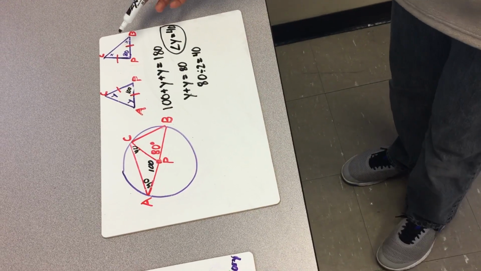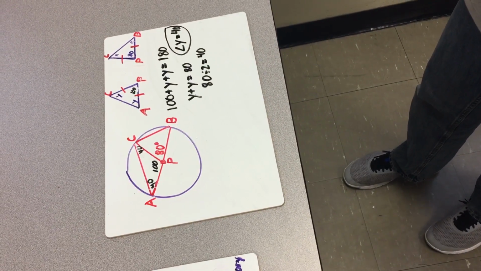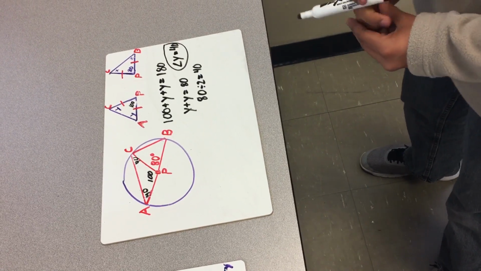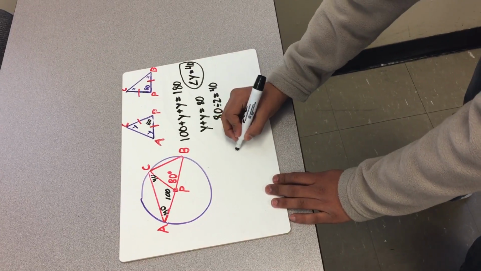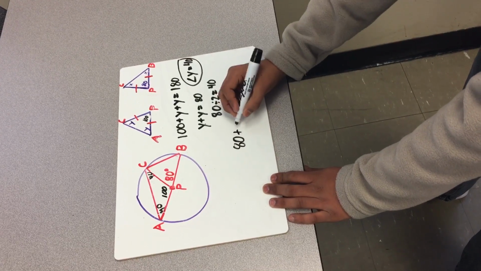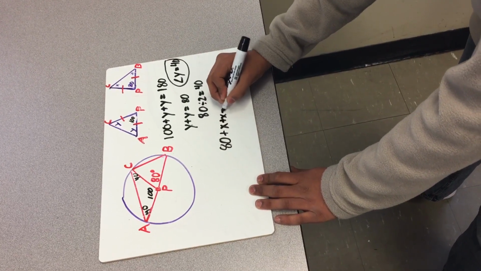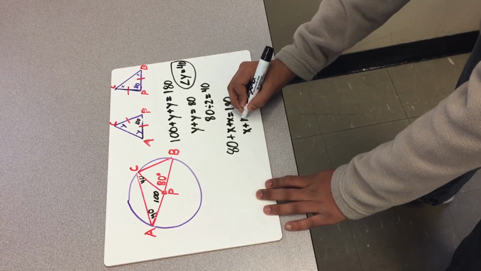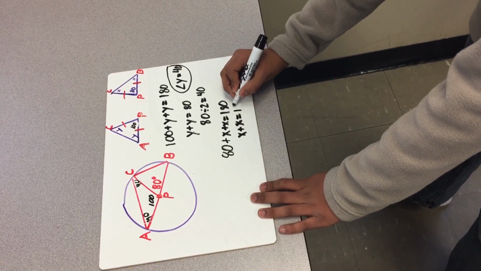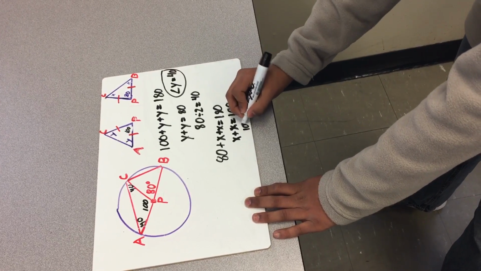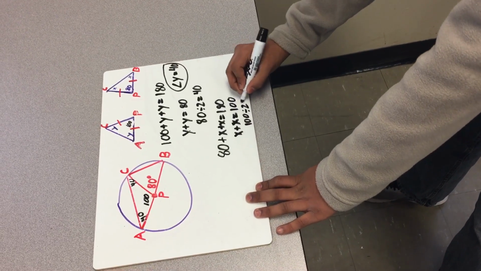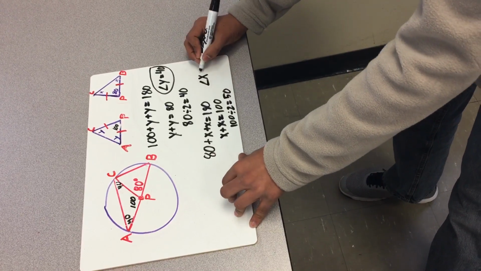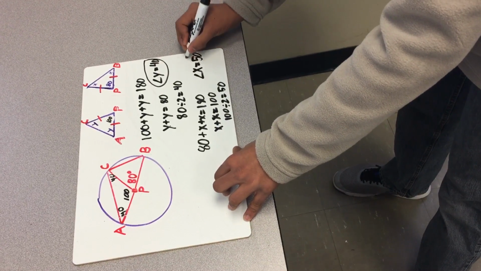Then if we were to solve the triangle CPB, it's the same as the triangle CAP. It's basically 80 plus x equals 180. Subtract 80 from both sides, which gets you x plus x equals 100. 100 divided by 2 equals 50. And so angle x would equal 50.